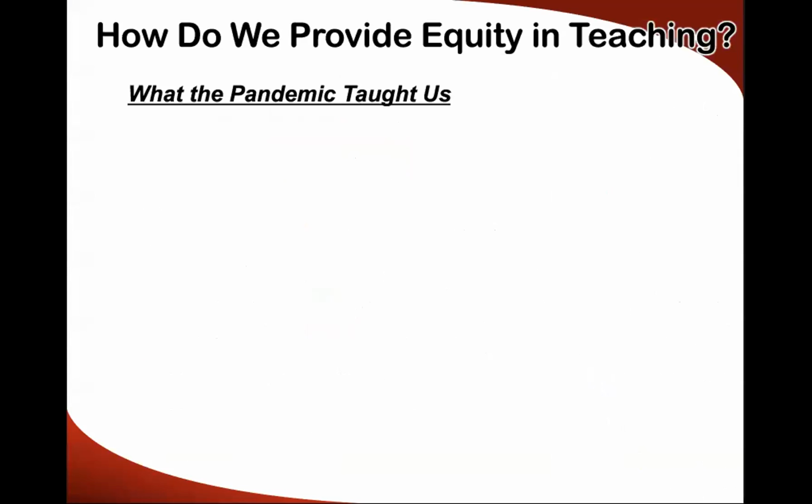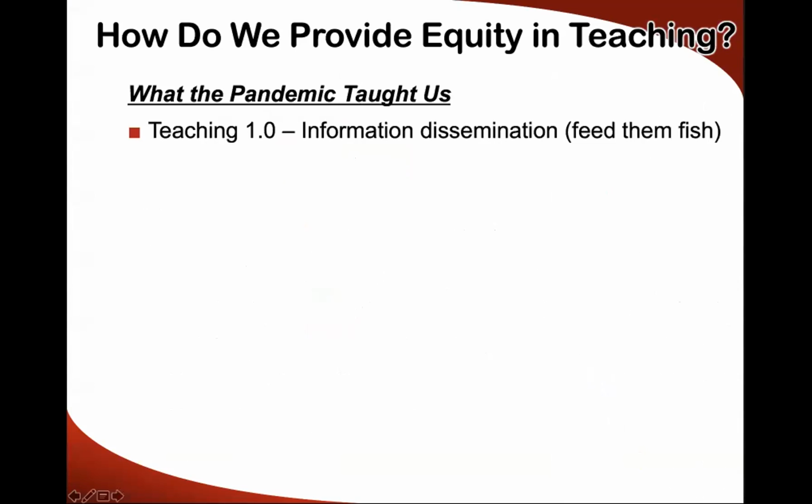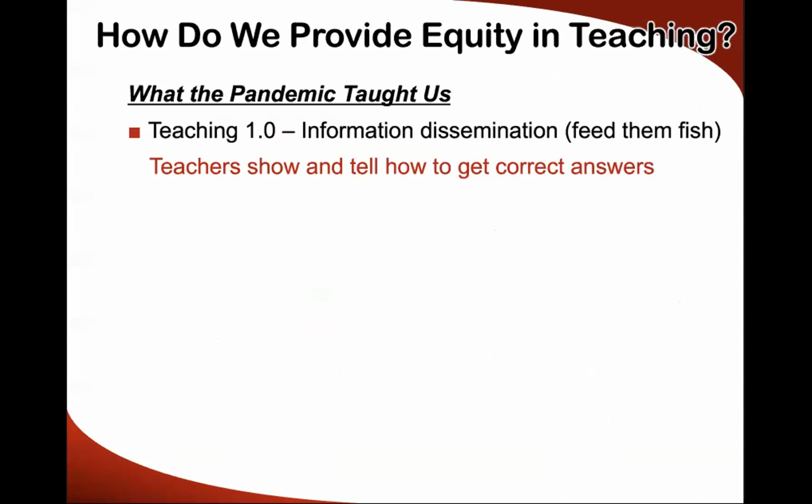The idea is that prior to the pandemic, and somebody else shared this, I think maybe it was Grace, we taught this way, or a lot of teachers did, right? It was about information dissemination. I call that teaching 1.0. It's basically the teachers telling kids how to get the answers. Here's how you do it, kids. Copy this down and let's practice.